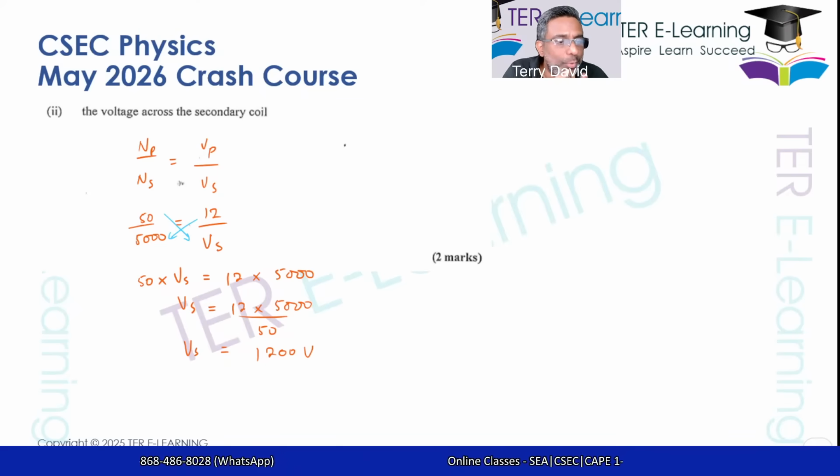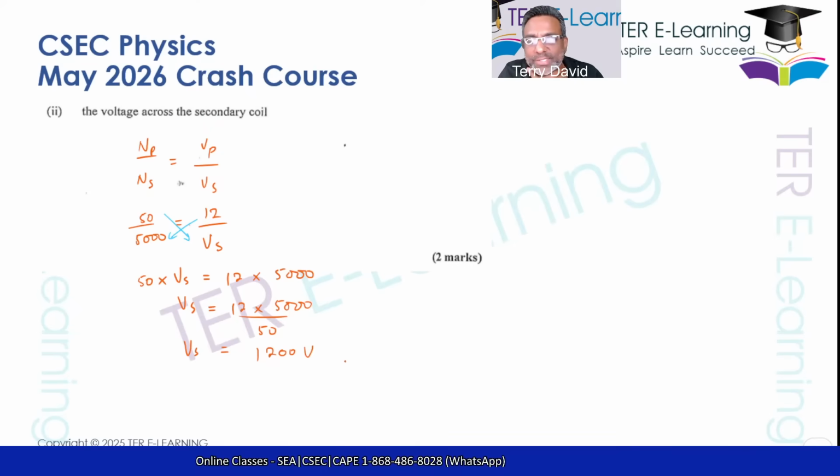You can use that too if you want. It doesn't matter what you use, you'll get the same answer here. Like I said previously, we have a turns ratio formula, and we also have a formula that involves power.